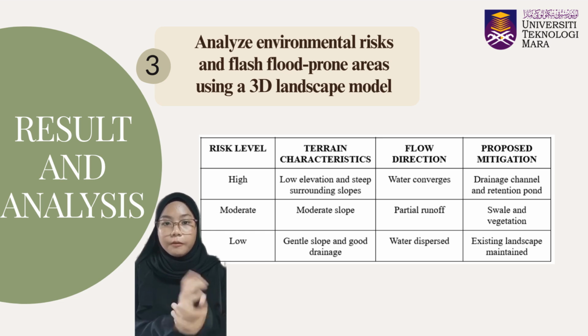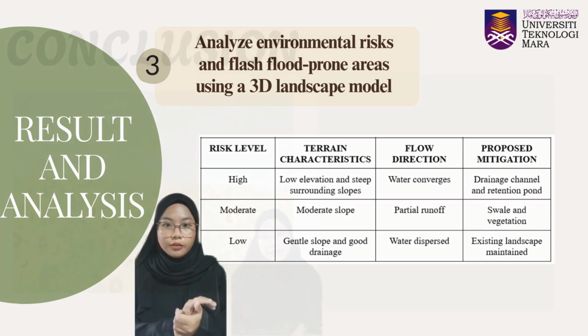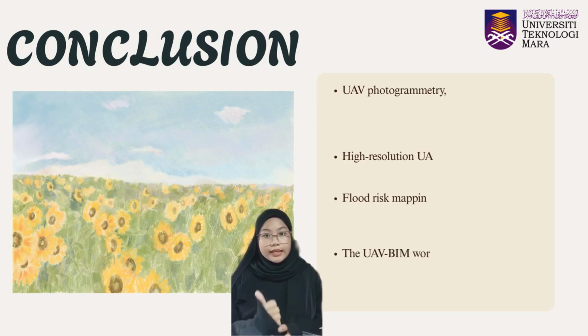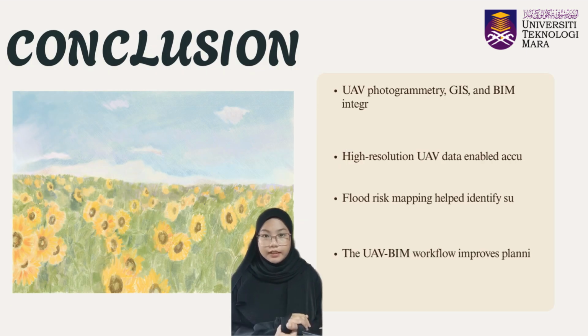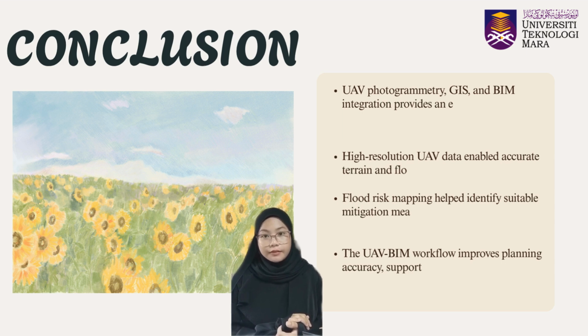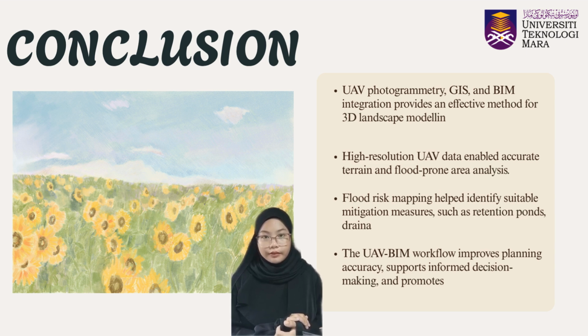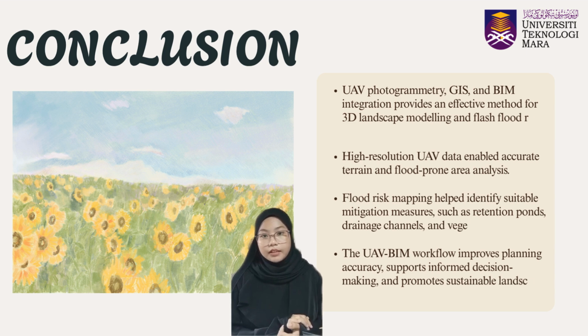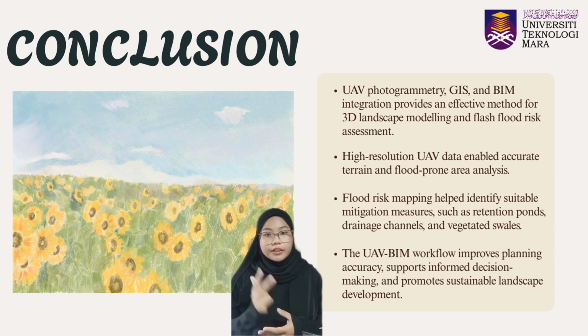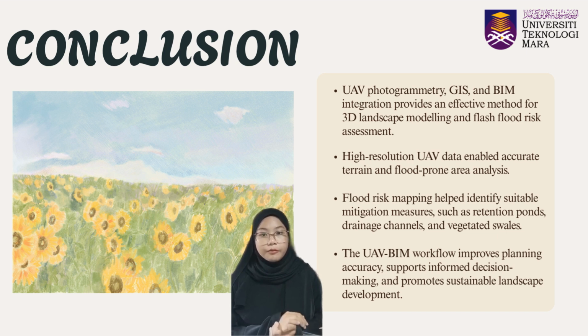The key finding is that flood risk is influenced by topography and runoff patterns, so appropriate mitigation improves stormwater management and flood control. In conclusion, UAV photogrammetry, GIS, and BIM integration provides an effective method for 3D landscape modeling and flash flood risk assessment. High-resolution UAV data enable accurate terrain and flood-prone area analysis. Flood risk mapping helps identify suitable mitigation measures such as retention ponds, drainage channels, and vegetated swales. The UAV BIM workflow improves planning accuracy, supports informed decision-making, and promotes sustainable landscape development.